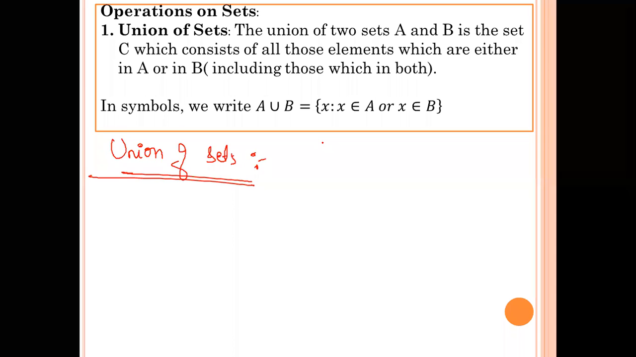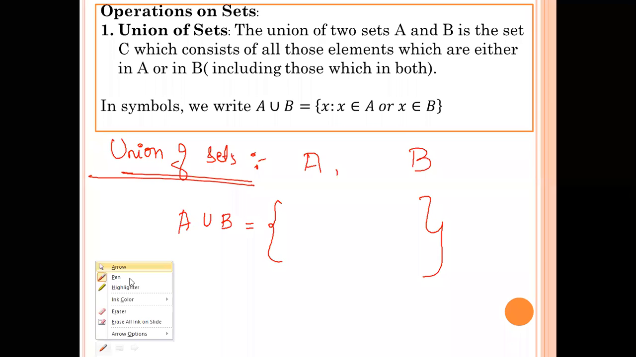So here, union of sets. You need two sets. Suppose you have two sets. What is the union of these two sets? We represent it by A union B. A union B is again a set. What you have to do is write the elements which are present in A, as well as the elements which are present in B. That is nothing but the union.